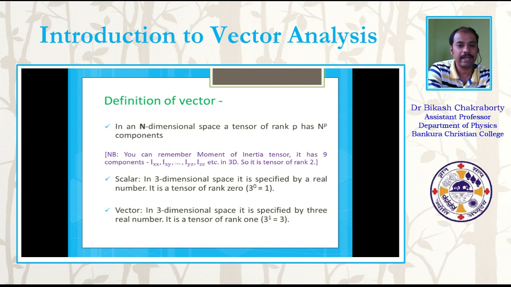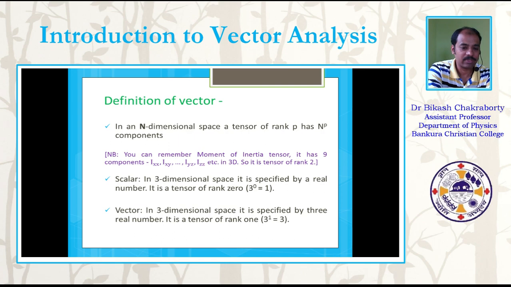Actually, in an n-dimensional space, a tensor of rank p has n to the power p components. The moment of inertia tensor in 3 dimension, you all know, has 9 components: Ixx, Ixy, Izz, etc. So it is a tensor of rank 2. From this point of view, we define scalar as a real number in 3 dimensional space. It is a tensor of rank 0. 3 to the power 0 is equal to 1.